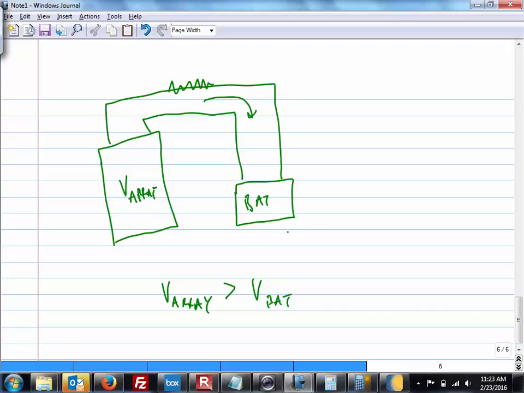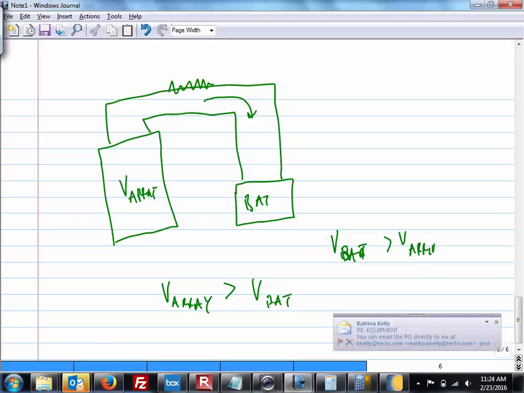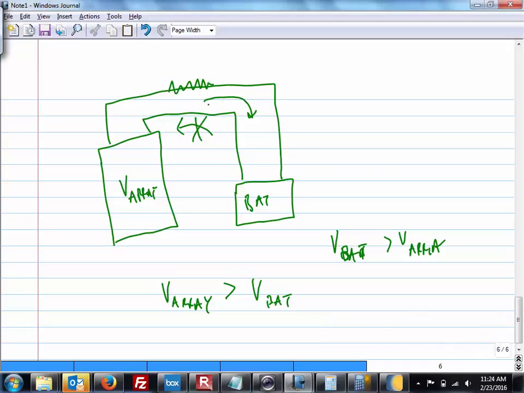But if the voltage of the battery is greater than the voltage of the array, you get current in this direction. You do not want that to happen. It's just going to drain your battery, because the array itself is a resistor, and you're just heating up your resistor for no reason. So that's the reason for the blocking diode.